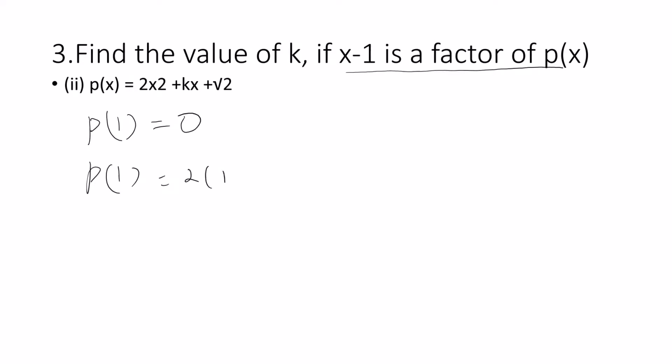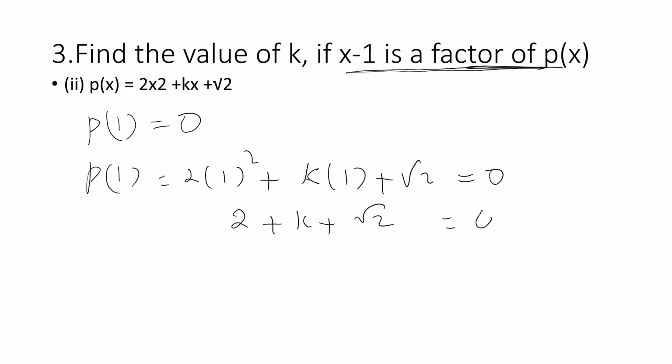2 into 1 square plus k into 1 plus root 2, and this is equal to 0 because x minus 1 is a factor. So 2 plus k plus root 2 is equal to 0. So k will be equal to, take 2 and root 2 to the other side, minus 2 minus root 2, or take minus outside, so you can write 2 plus root 2 inside the bracket. So this is the value of k.